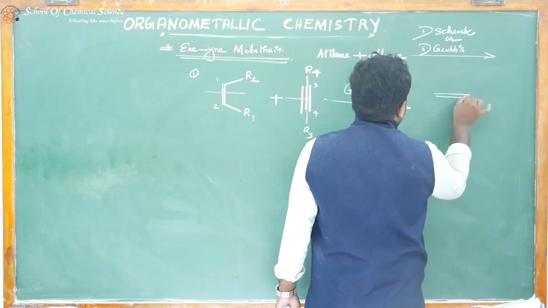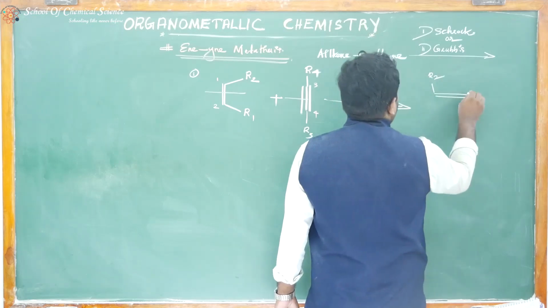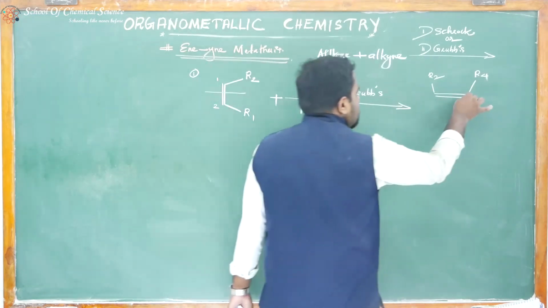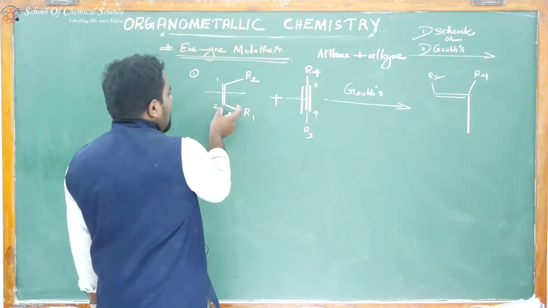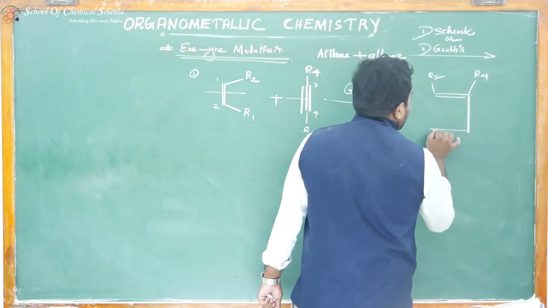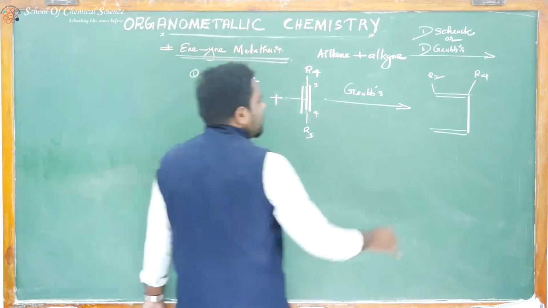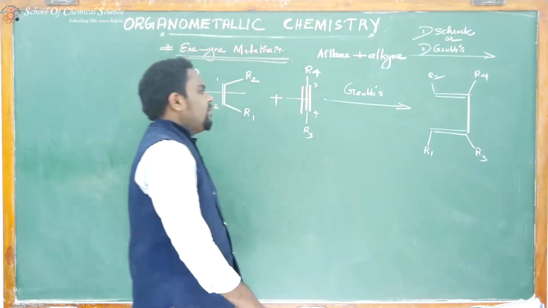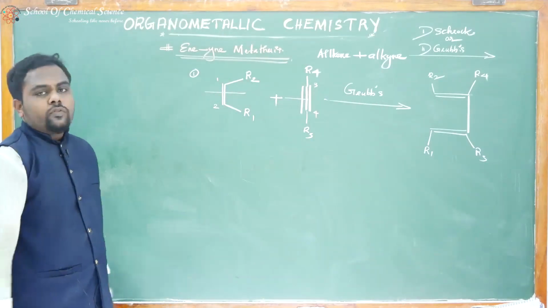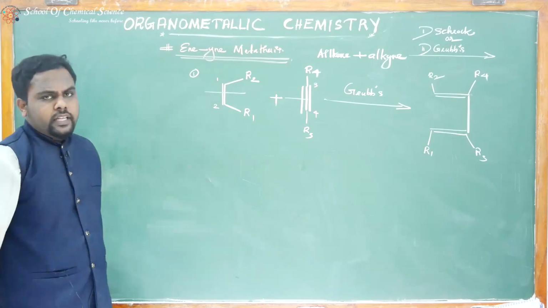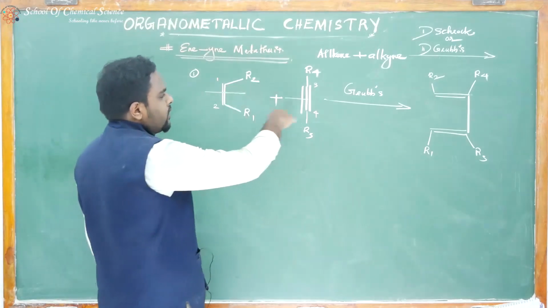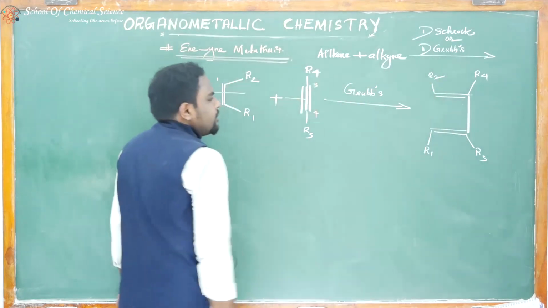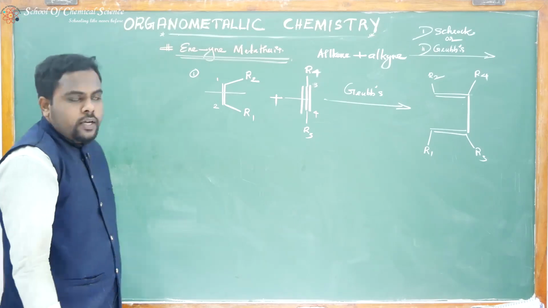So here double bond, this is R2, this is R4. One of the bonds is still remaining. Then a new double bond is formed between 2 and 4. Here an R1 is present and here an R3 is present. So that will be your product. Here there is no elimination of ethylene. First the double bond is cut. Here double bond, but one triple bond, one of the bonds is still remaining. Okay, so that will be your product.